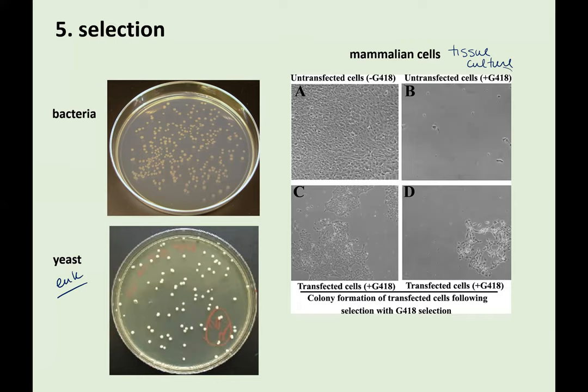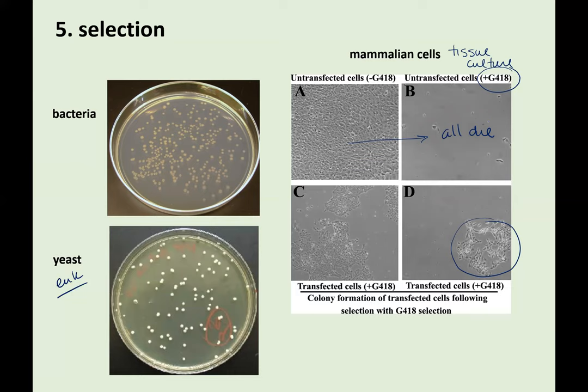And G418 is the resistance gene. And what happens is you eventually see these little clumps of cells growing that are resistant. So here, untransfected cells, these cells, they basically all die because they don't have the resistance gene.